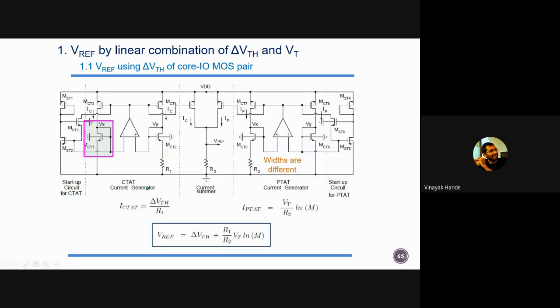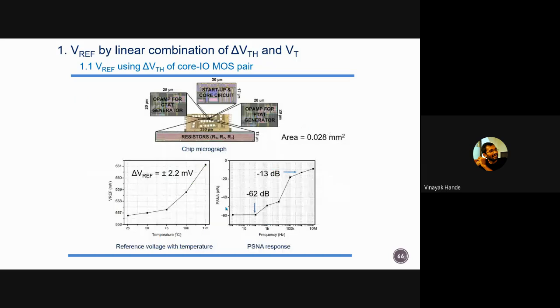This is the circuit which we have designed. The startup circuit we have already studied, how we can design it. Here I have designed the CTAT current generator. Here I have designed the PTAT current generator, and here in the middle part I have done some scaling. I claim that this is process, VDD and temperature independent. We have fabricated this, and these are the measured results.